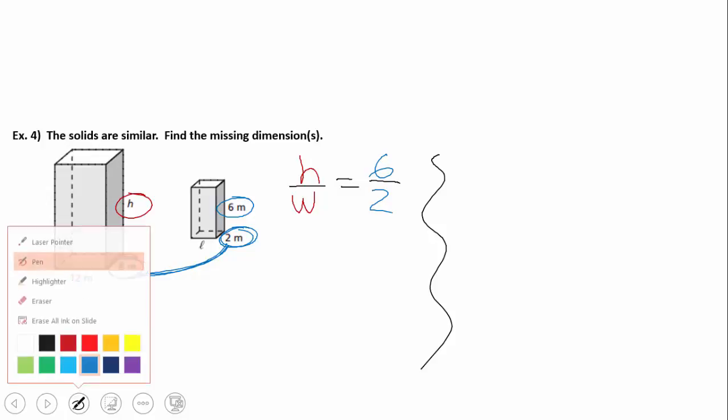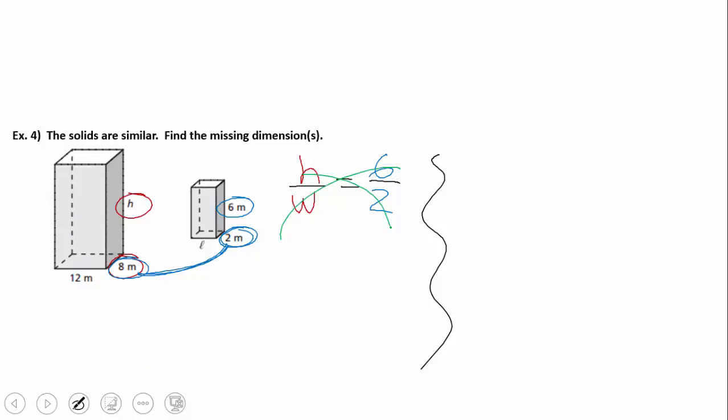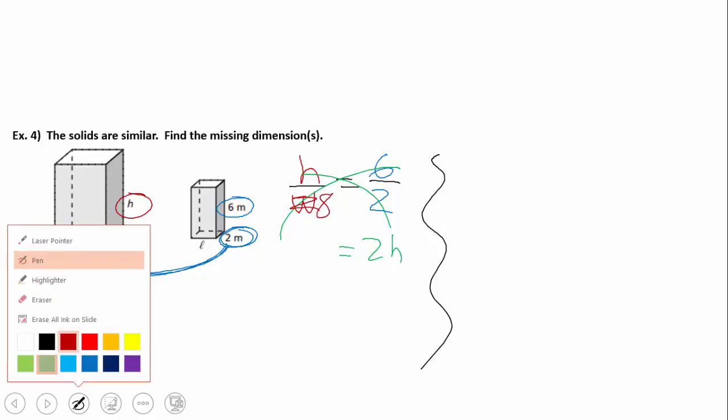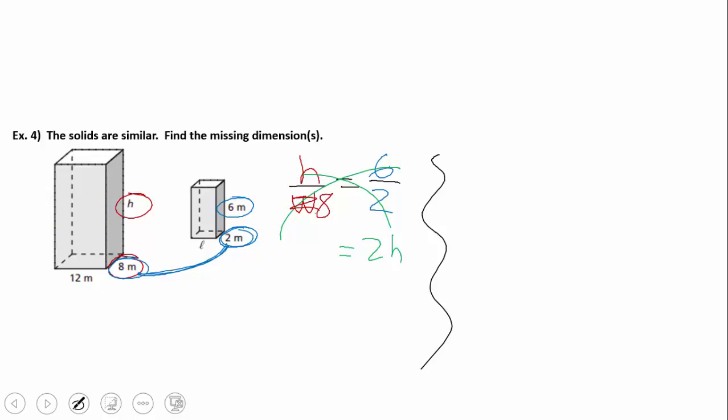And so now I know that cross products are equal. I have 2h is equal to, why did I put width? I was supposed to put 8 in there. Hello. That's supposed to be an 8. And so I know that those cross products are proportional. 6 times 8 is 48. You guys probably noticed that when I was writing and talking earlier, and you found and analyzed my error, but we fixed it. And we know 48 divided by 2 is 24. So we know the height of the larger one is 24 meters. This right here, 24 meters.